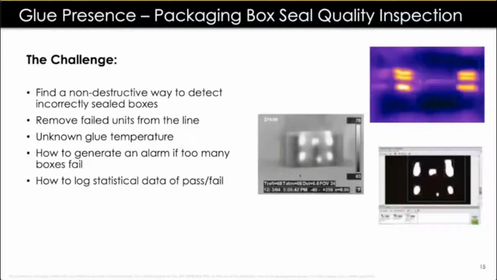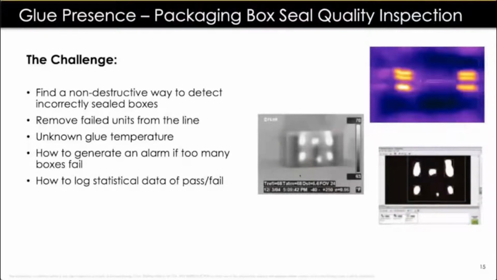So the challenge here was for a packaging box, looking at seal quality inspection. We had cardboard boxes and plastic boxes as well, where they were married. What we wanted to do is validate the glue. So the challenge was to find a non-destructive way to detect incorrectly sealed boxes. We want to remove these units from the line, of course.